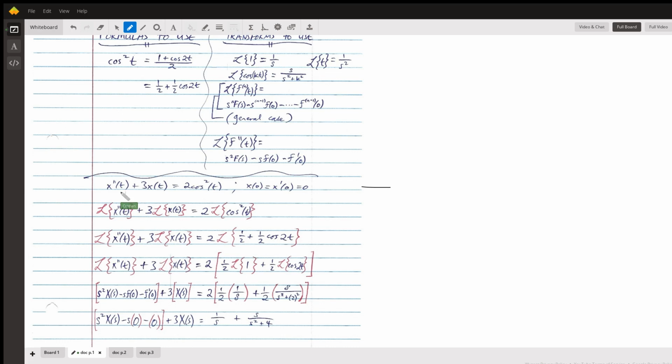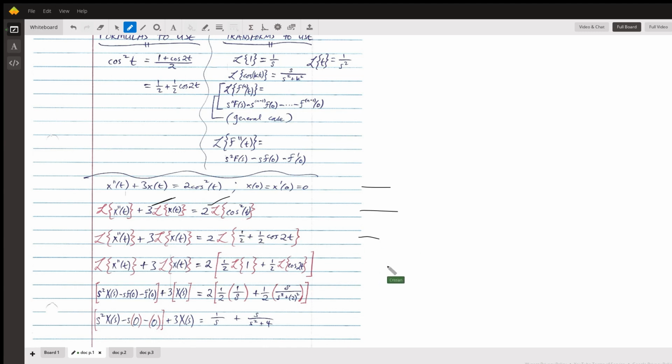x double prime of t plus 3x of t equals 2 cosine square of t. Just reiterating the original problem. Remember that the Laplace transform is a linear operator, much like differentiation and integration. So it gets applied to each of these. You can do scalar multiples, like here and here. And this is this step, where you would have to have rewritten the cosine square in a reduced, re-expressed manner.